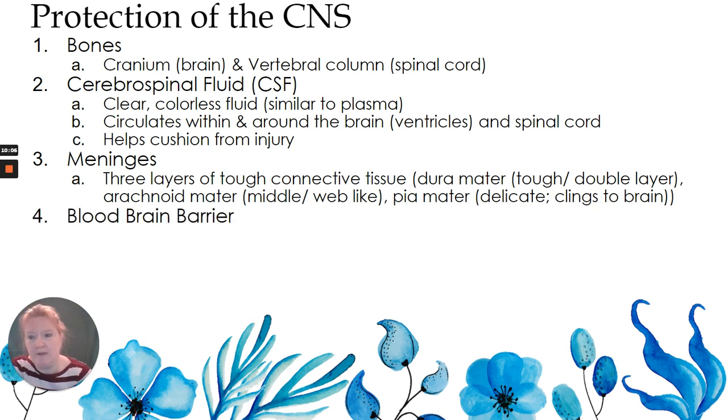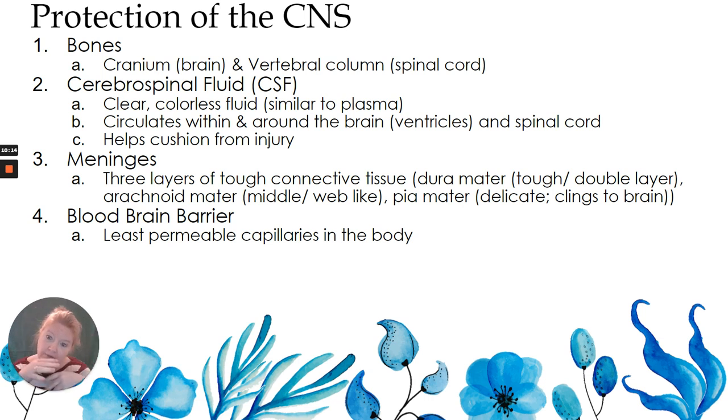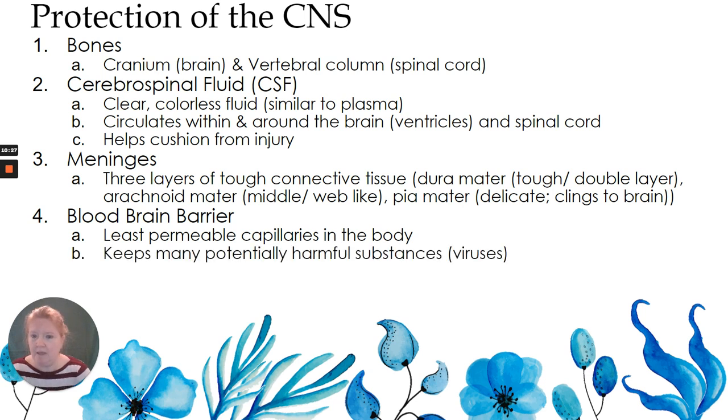And then we have the blood-brain barrier. Now, the blood-brain barrier means the least permeable capillaries in the body are found in the brain. It lets a lot of things in and out. So gases, glucose, those kind of transport easily. The plus is it keeps many potentially harmful substances like viruses out of your brain. Thank goodness.